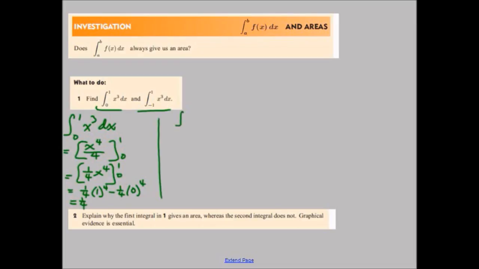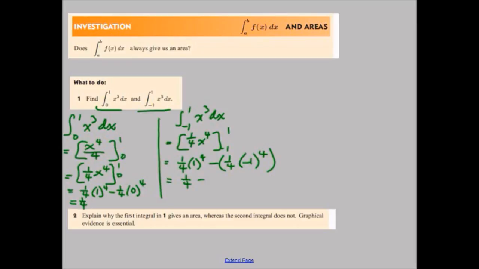Secondly, the integral from -1 to 1 of x cubed dx. Same integral, so 1/4 x to the power of 4 from -1 to 1. Substitute in 1, and then substitute in -1. So this first term is 1/4. Subtract. The second term is also 1/4, so that equals 0. Number 2, explain why the first integral gives an area, whereas the second integral does not. It's 0, so there's no area.